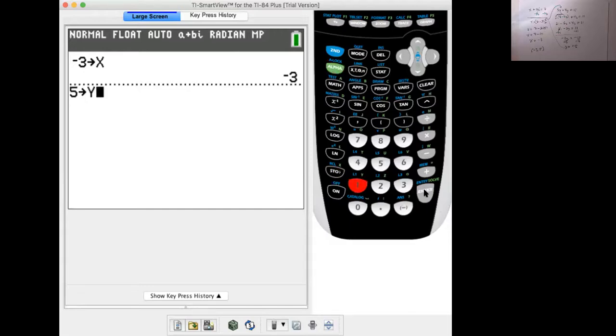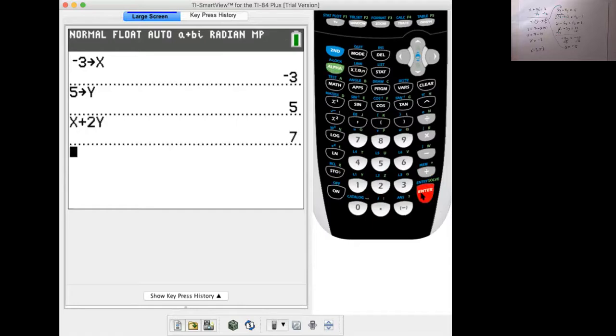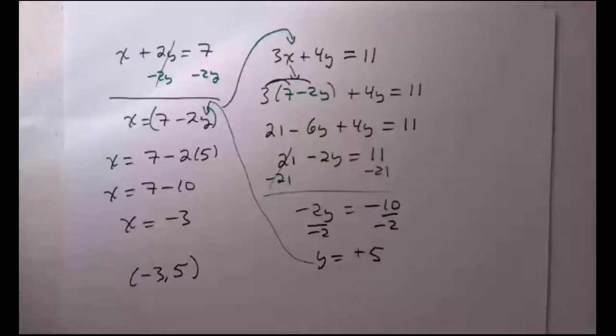And x plus 2y is supposed to equal 7. Let's check it. x plus 2y. What do we get? x plus 2y is 7. That's good. And how about 3x plus 4y? 3x plus 4y is supposed to be 11, and that's good. So we solved it correctly with substitution. And we have a few other methods, but we know our answer is supposed to be negative 3, 5 since we've checked it on the calculator.